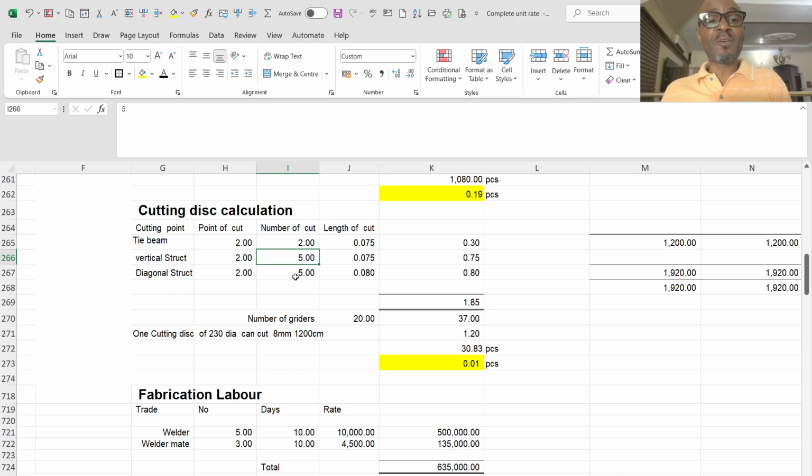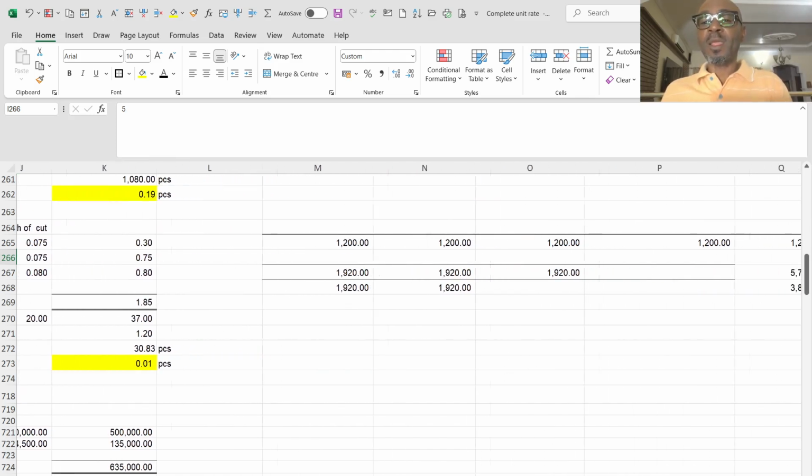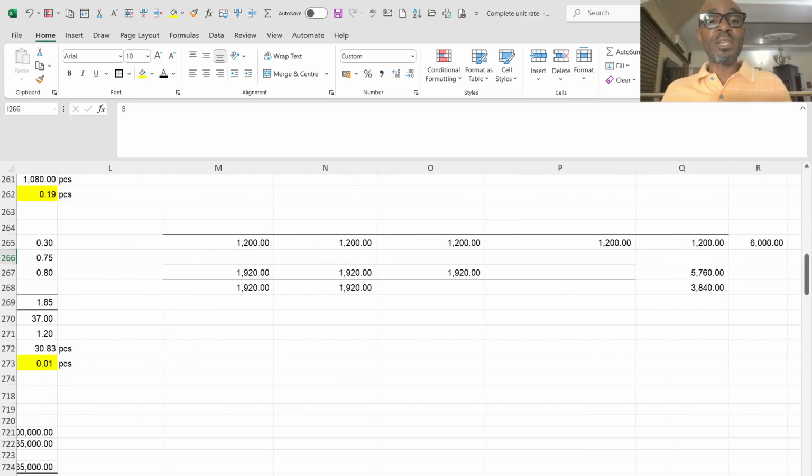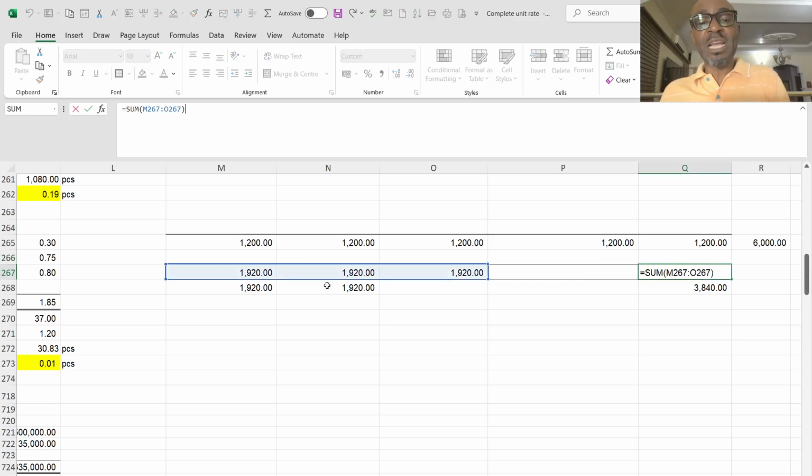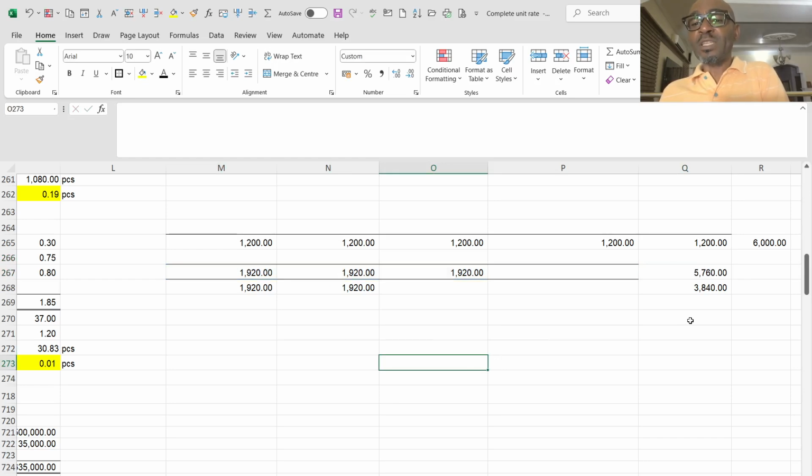Then for the 1.92, which is the diagonal cut, I assume also I'm going to make 1 cut, 2 cuts, 3 cuts. Why is this an off cut? Because if you sum the total length of these 3 I have chopped up, it is 5.7. So the remaining off cut, which is 0.24, will be thrown away.